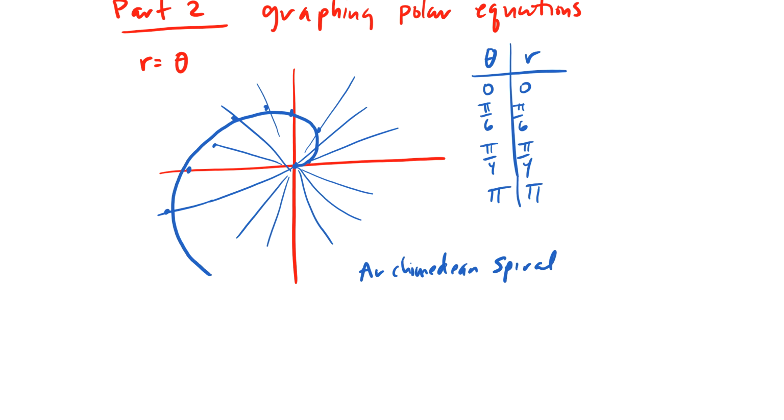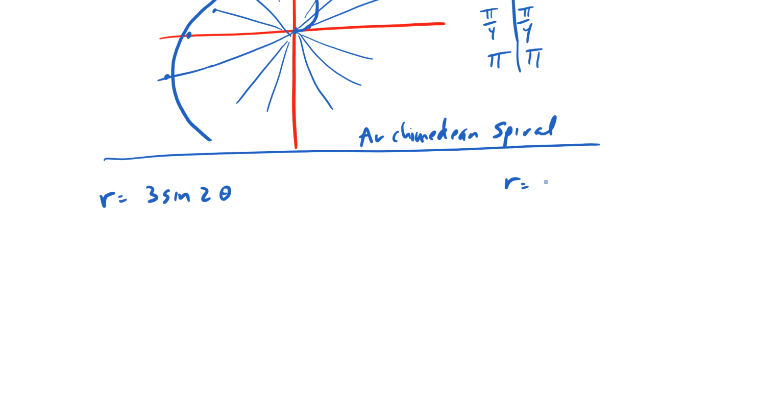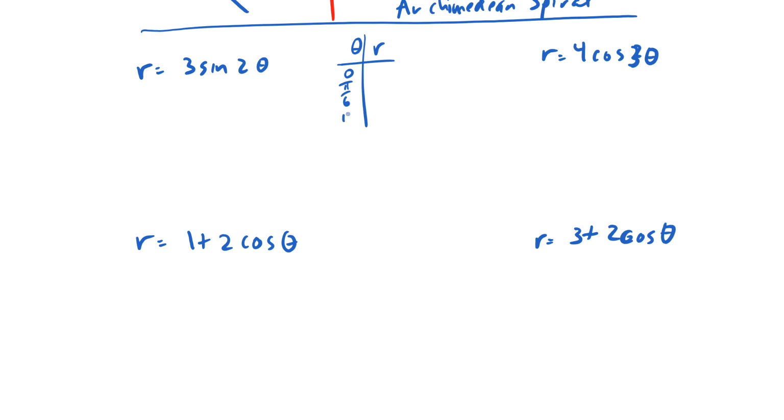Okay, but what happens when I want to graph different things? So let's look at something like this. r equals 3 sine of 2 theta. r equals 4 cosine of 3 theta. Now I'm picking these because they are in your book so that you can check your book on these, but we're going to do them on here as well. And then we'll look at r equals 1 plus 2 cosine of theta, and r equals 3 plus 2 cosine of theta. You can see every one of these you can make a table and go 0, r, and then just start plugging numbers in for theta, and then values for r, and then you can plot the points.